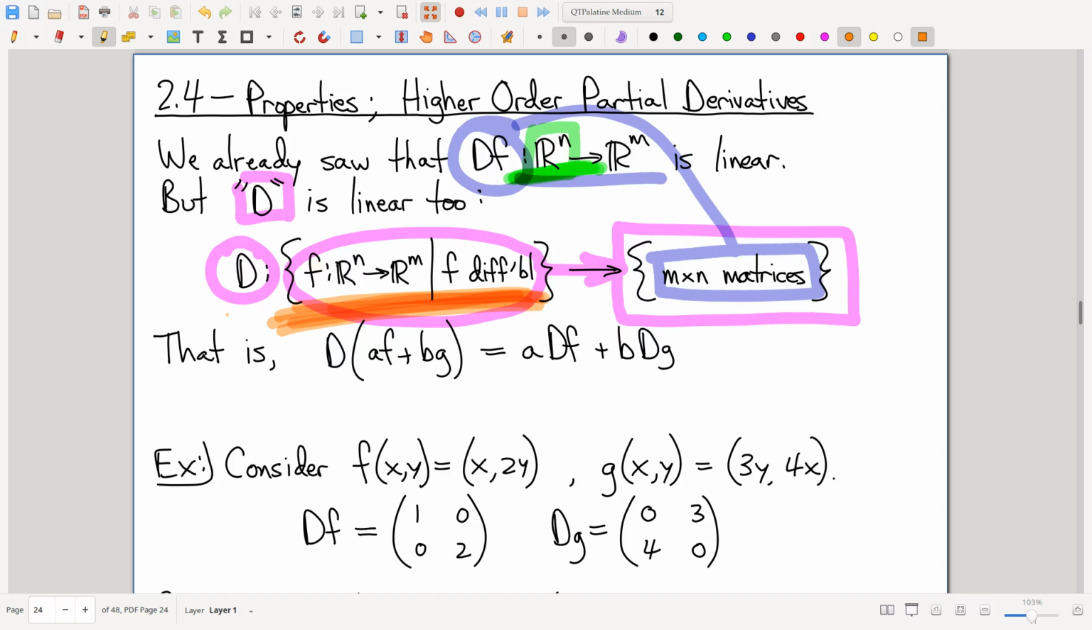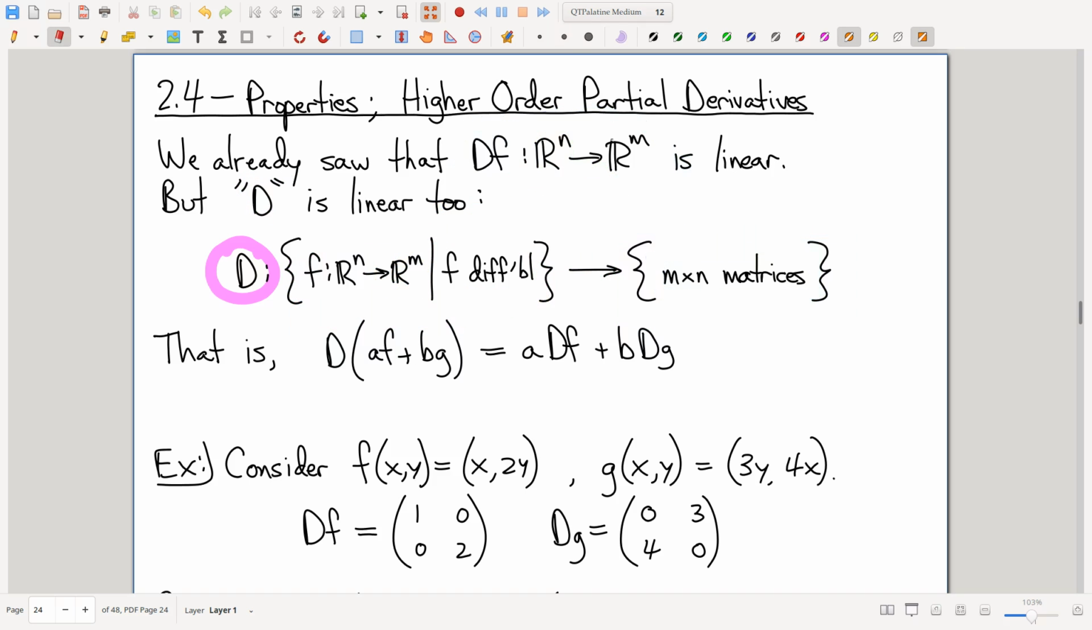That's not Rn. That's a very different vector space. And the statement that D is linear, therefore, is a statement about linear combinations happening in this very different vector space. So let's see that in action. Literally, we're going to talk about what happens when I take a linear combination of these kinds of functions, and I claim that linearity works.